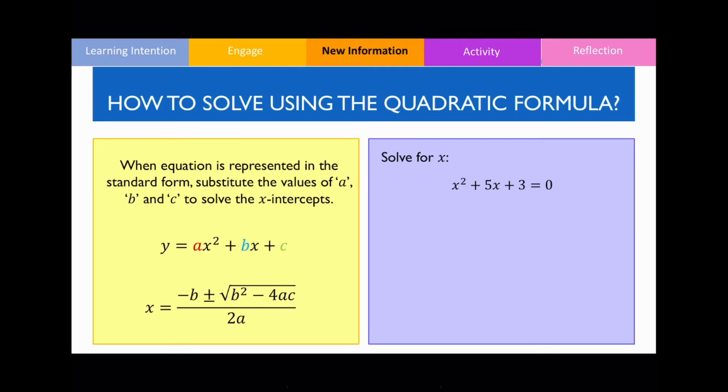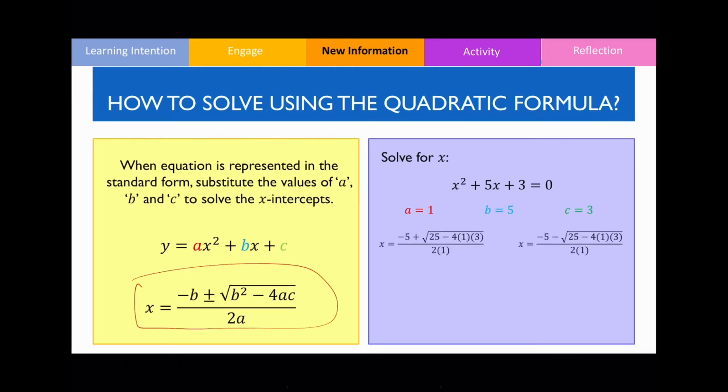So find out the values of A, B, C, and once we've done that, we'll put it into the formula. Remember, you put it into the positive version as well as the negative version. If you do that, then this is what your working out should look like. In this case, you just go 25 minus 12. Now, in this example, you'll notice that you're not going to get a perfect square. 25 minus 12 is going to give you 13.